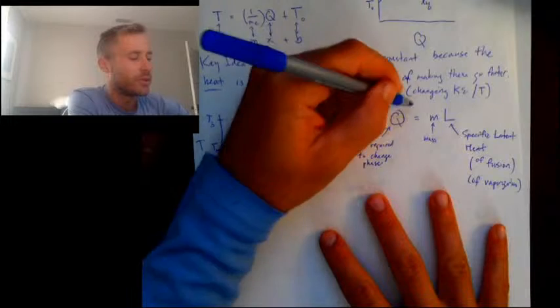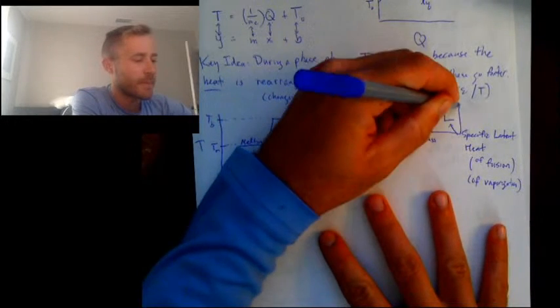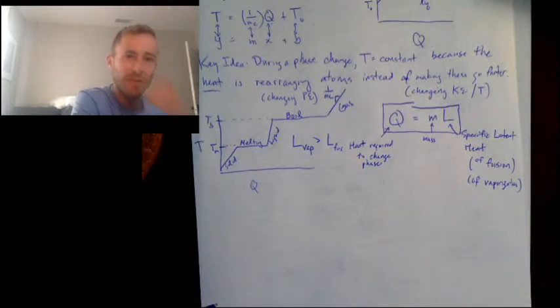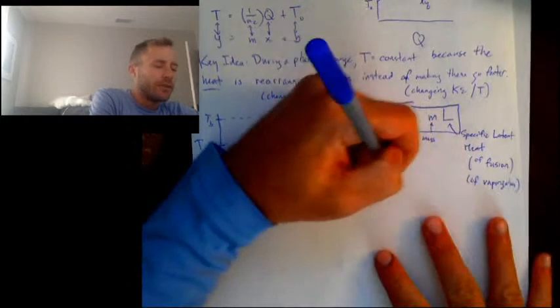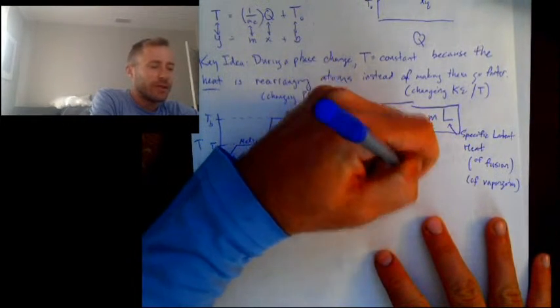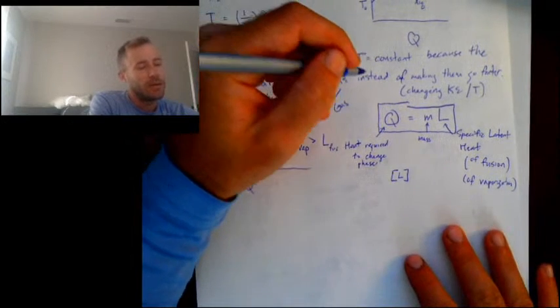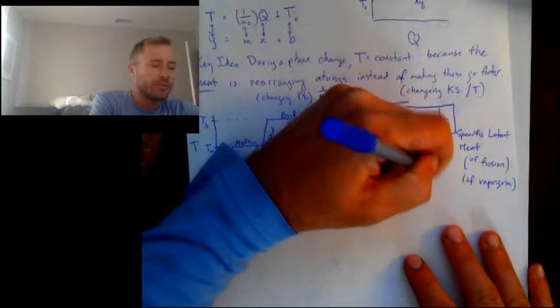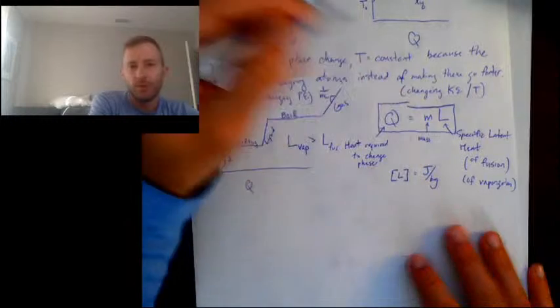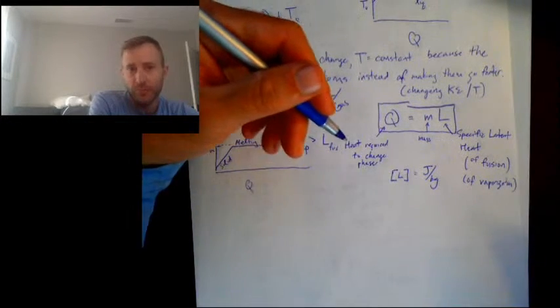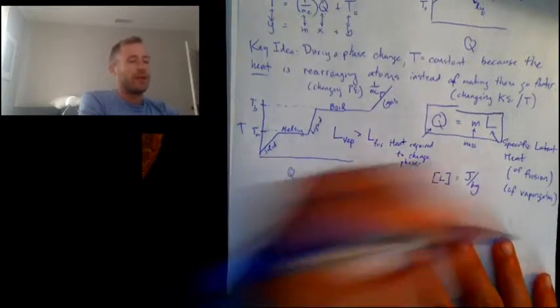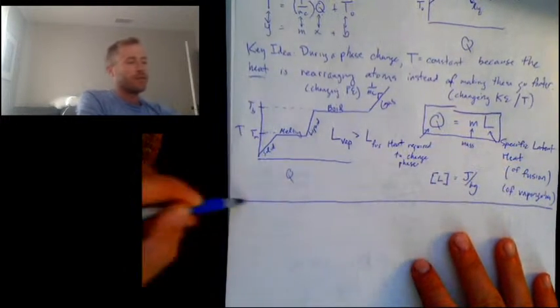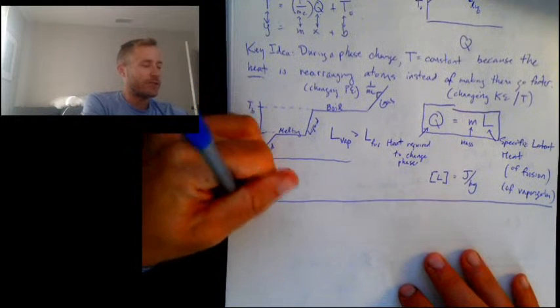All right, so this is our main equation for today. The units of specific latent heat are joules per kilogram. So how many joules does it take to change the phase per kilogram of material? So there you have it. So let's talk a little bit about phase change calorimetry.